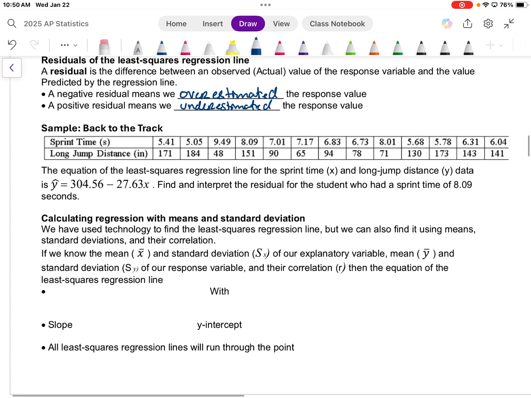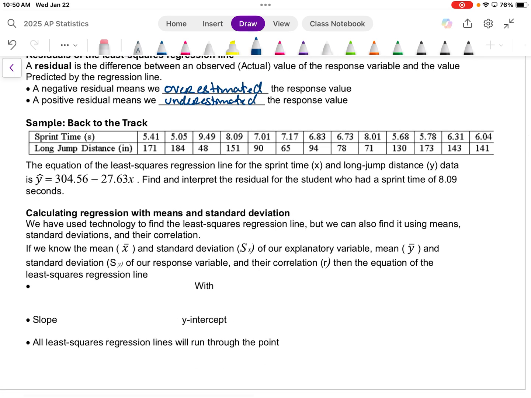So here is an example where they have the data for sprint time and long jump distance. Sprint time was the explanatory variable, so that went into L1. The response variable was the long jump distance. They came up with this equation of the least squares regression line for the sprint time and long jump distance. And then they said, find and interpret the residual for the student who had a sprint time of 8.09 seconds.